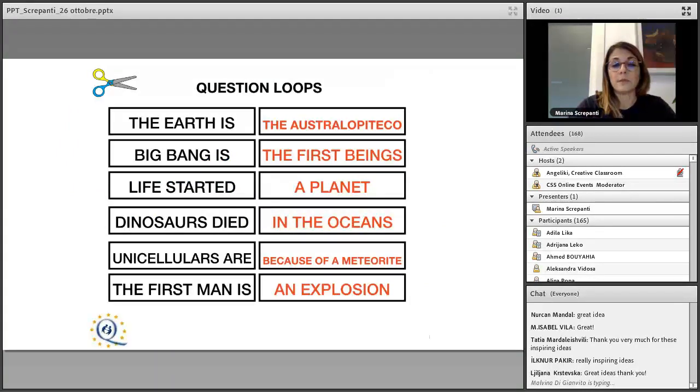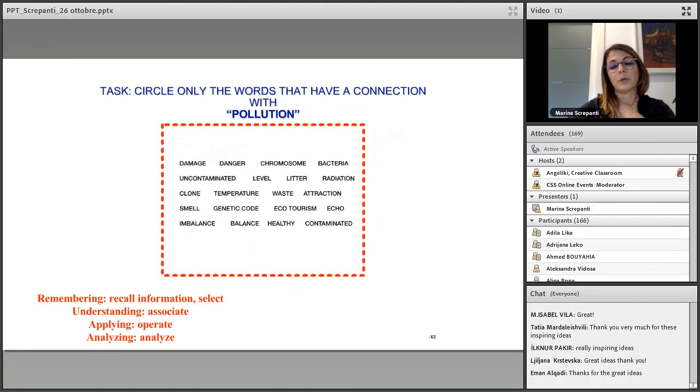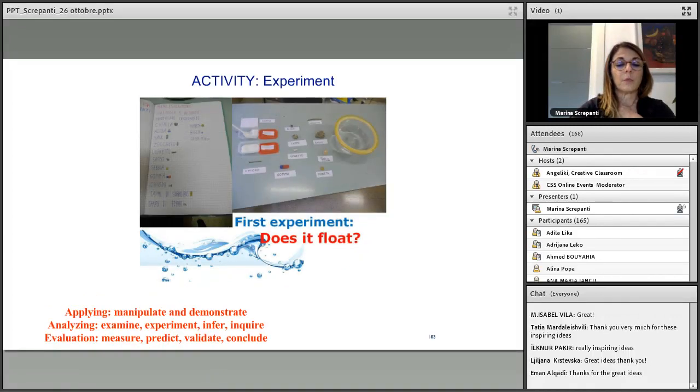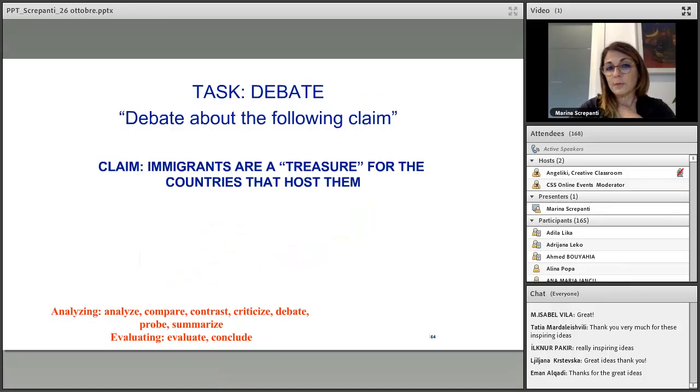Then another game is question loops. You give these labels, a piece of black and a piece of red, to different people. And one pupil with the black label starts, and the person who has the other part reads his part. Then, for example, circle only the words that have a connection with pollution. You give lots of words. You can also use experiments, obviously.